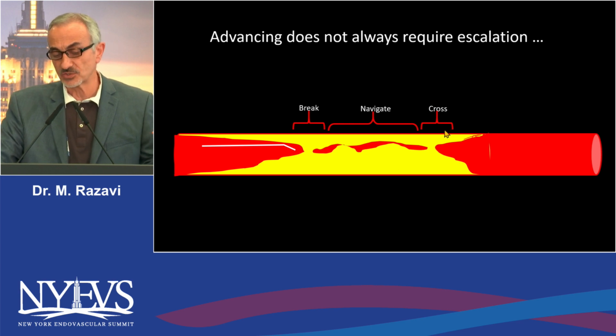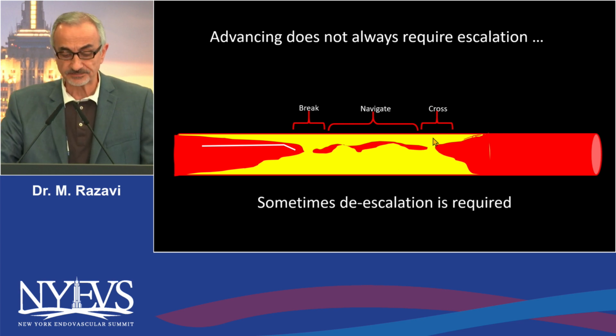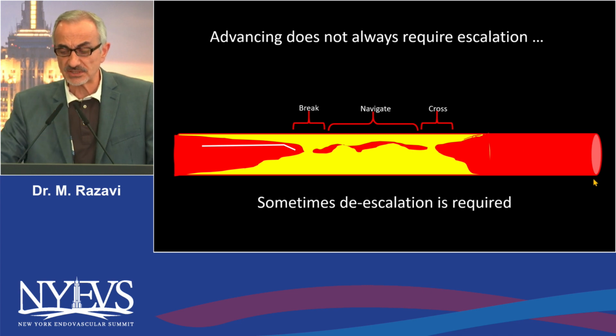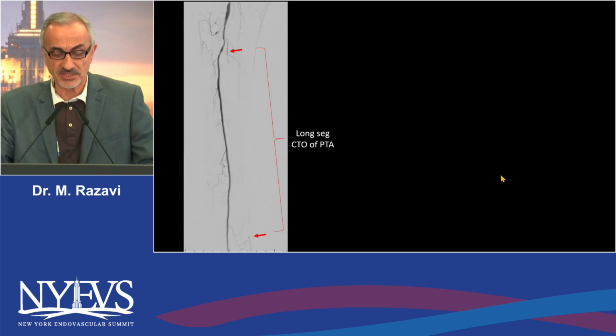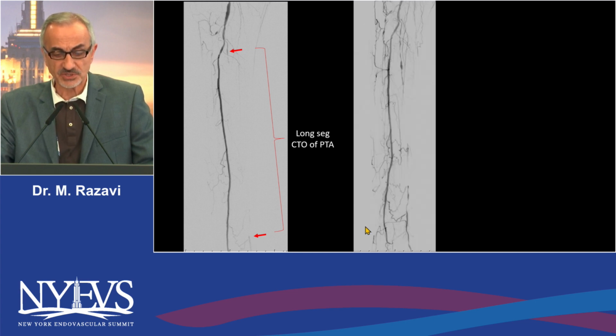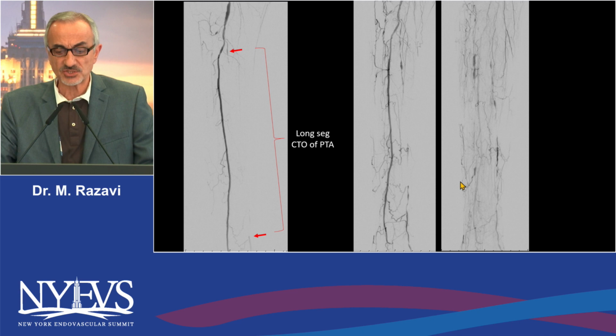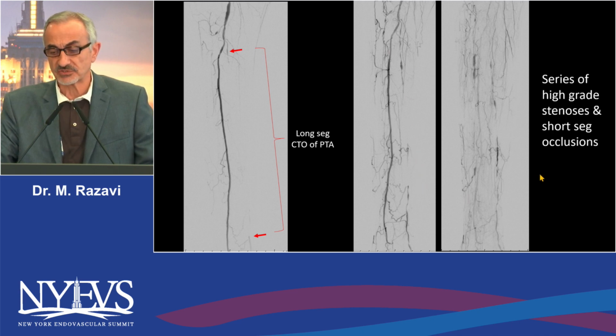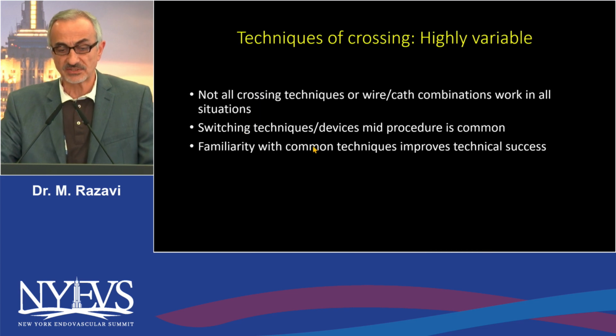Goes back to that issue of navigation versus crossing. And sometimes de-escalation is required, and I'll show you a couple of cases. Now, if you look at this, you say, okay, well, this is a long occlusion of the posterior tibial, and we have reconstitution down here. But then if you do a longer injection and late image, you see it's actually a multitude of stenoses, short segment occlusion. So much easier to cross this than the other one.